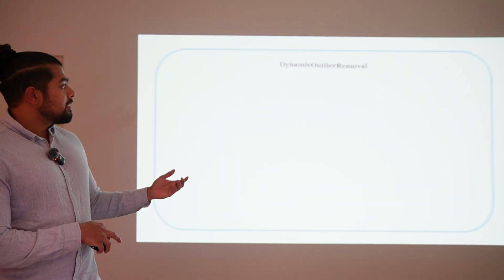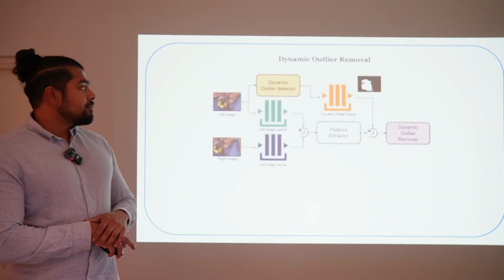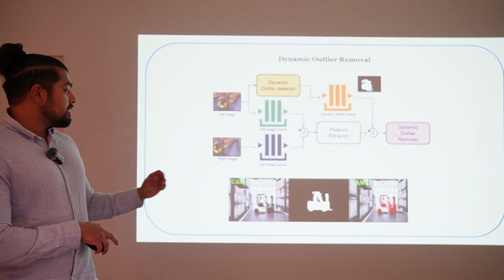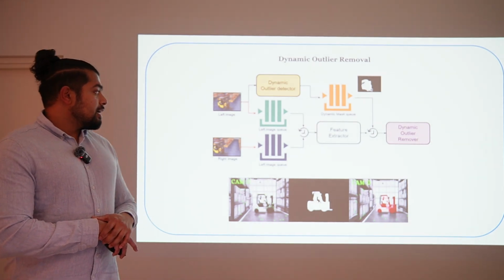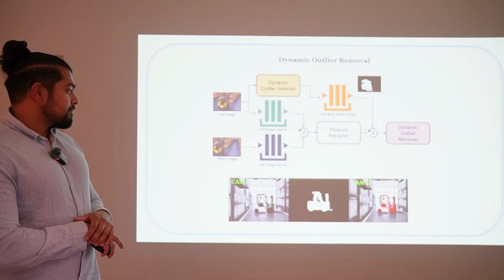In this step, we simply remove the features that are inside the dynamic outlier mask before the tracking stage of the VINS.